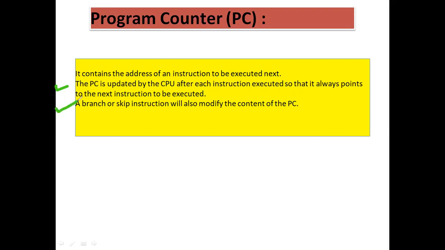A branch or skip instruction will also modify the content of the PC. So you got it. The main point that you have to know about the program counter is that it contains the address of that instruction which will be executed next. After each instruction, this should be updated by the CPU so that it will always point to the next instruction, and a branch or skip instruction will also modify the content of the PC.